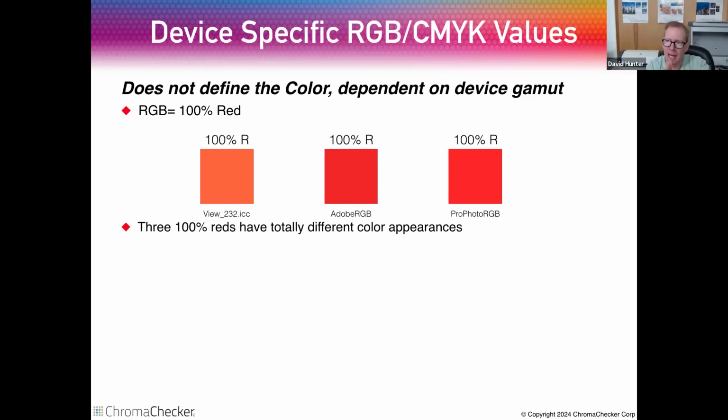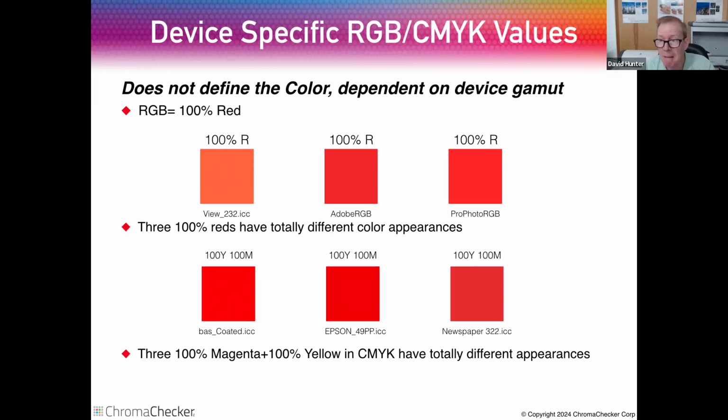What they were not realizing was that when you give an RGB or CMYK build of percentages, it's totally dependent on the RGB or CMYK gamut that you're talking about. So, for instance, you say 100% red. In a ViewRGB color space, it's going to look like the one on the left. On an Adobe RGB color space, it's going to look like the one in the middle. And on a ProPhoto RGB color space, it's going to look like the one on the right. So the same RGB value is three different colors.